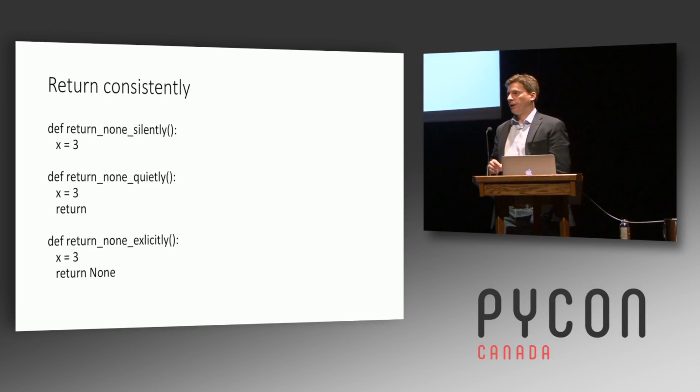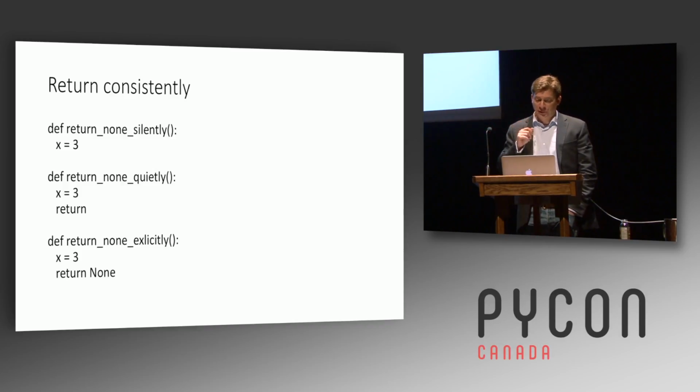Return consistently. So Python has a few different ways to return none, or a few different ways to return from a function. All 3 of these happen to return none. The first one does so silently. The second one does it implicitly, and the third one does it explicitly. These are all valid ways to get out of a function.